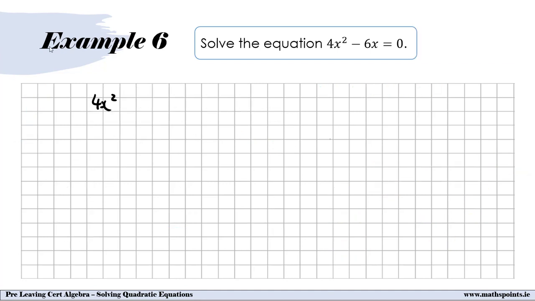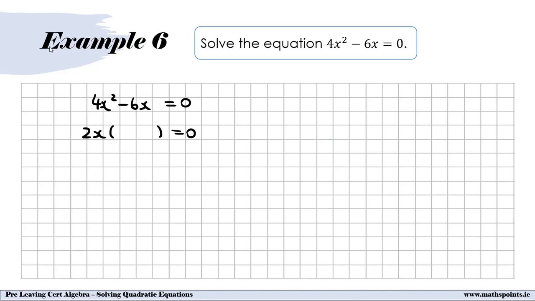So example 6 is a quadratic equation that has no term independent of x. There's no constant term or number at the end that has no x in it. So we're going to have to factorize this in a different way. We're not going to open up two sets of brackets as we did previously. What we're going to do is take out a common factor and then multiply that by one set of brackets. And so what's the common factor of 4x squared minus 6x? Well, 2 is a common factor of 4 and 6, so we can divide that into both of them. And then x is a common letter to both terms, and so we'll divide that into both terms as well.